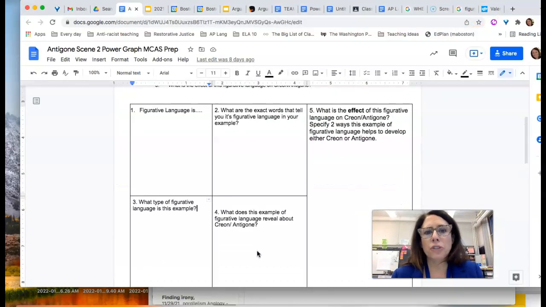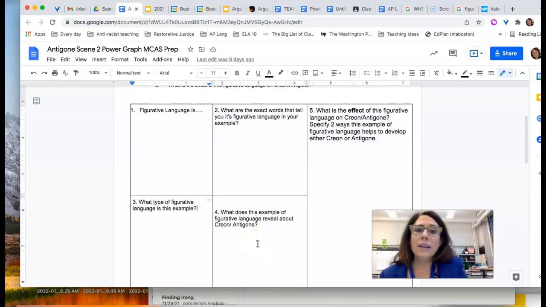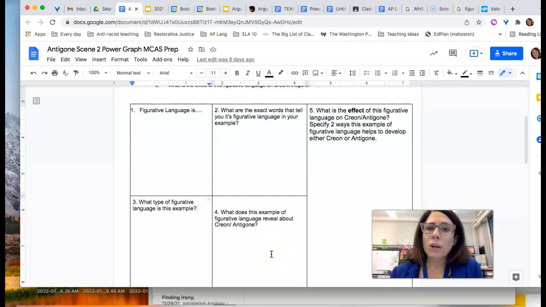As you work through this chart, the boxes get increasingly more challenging, and I call it an MCAS prep because boxes 4 and 5, and especially 5, are really the exact types of questions you're going to get on MCAS. So I told you last week that I will be giving you every single question from last year's MCAS in the context of what we're studying now. And so 4 and 5 are really from the test.